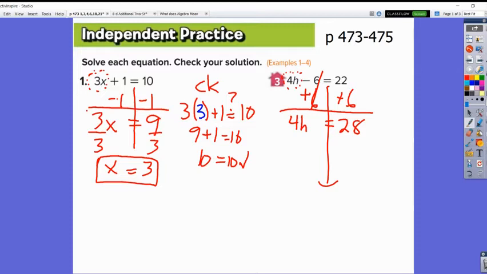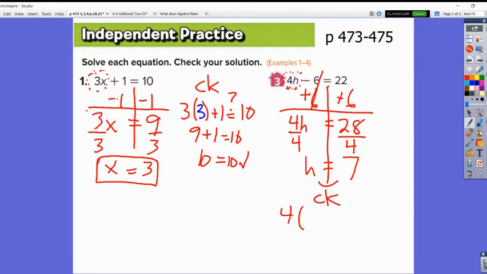Remember that you cannot do anything to this bubble until it is by itself. So that's why we have to get rid of this minus 6 by adding 6 to both sides. Now we're going to undo multiplication by dividing. Divide both sides by 4, and h equals 7. Check for this one.